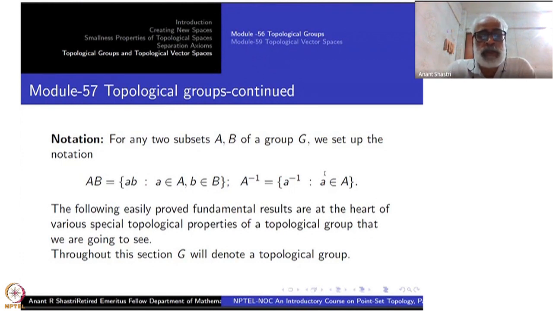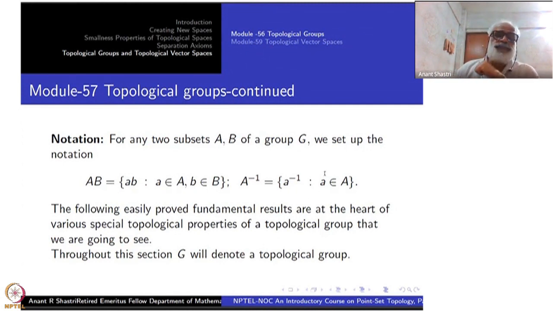So here is some notation which I am going to fix for at least today, maybe tomorrow and next time also. So these notations will be for this section. Take any topological group, or just a group to begin with. For any group, you can have this notation. A and B are subsets. A followed by B, AB, is equal to all little a, little b, where little a is in capital A and little b is in capital B. Similarly, A inverse will be all a inverse where little a is inside A.